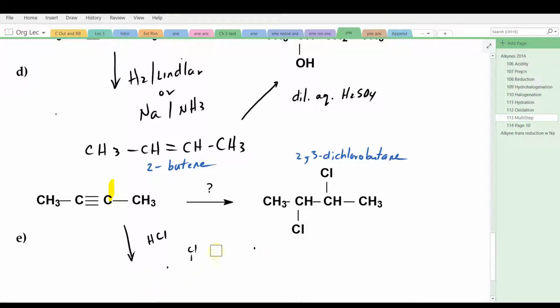How are we going to do this? Why don't we first do a partial reduction to the alkene, again using hydrogen on Lindlar catalyst or sodium in liquid ammonia. Now we can chlorinate, and that'll be the anti-addition product.